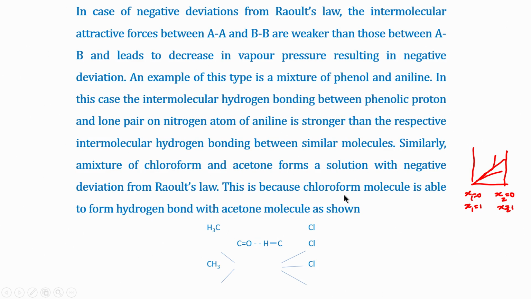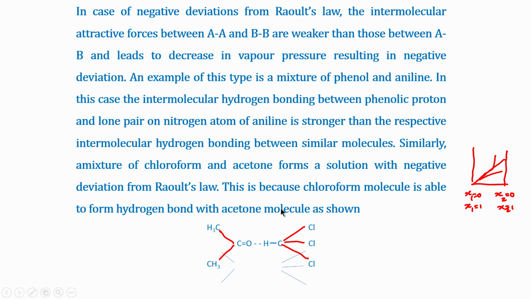So, this is because the chloroform molecule is able to form a hydrogen bond. This molecule CHCl3 will interact with CH3COCH3. Actually, this curve should have been here like this. This is CH3COCH3, this is CHCl3. There is interaction between these two. Okay. So, here because of this hydrogen bond, there is stronger attraction, and that is why it shows negative deviation from Raoult's law.